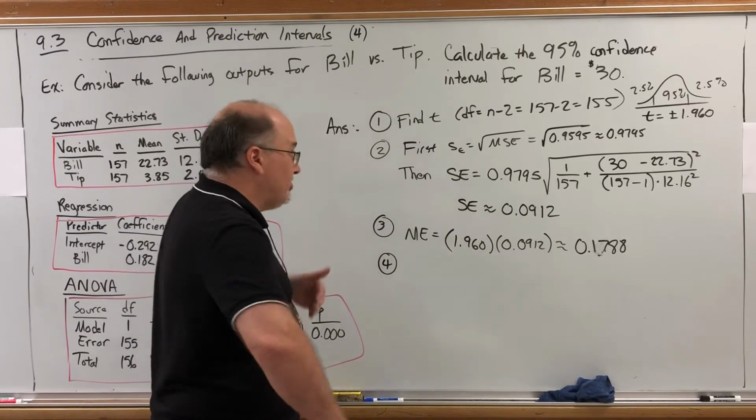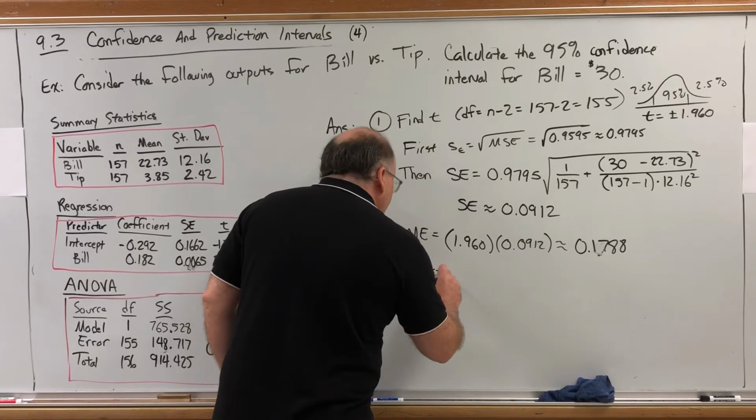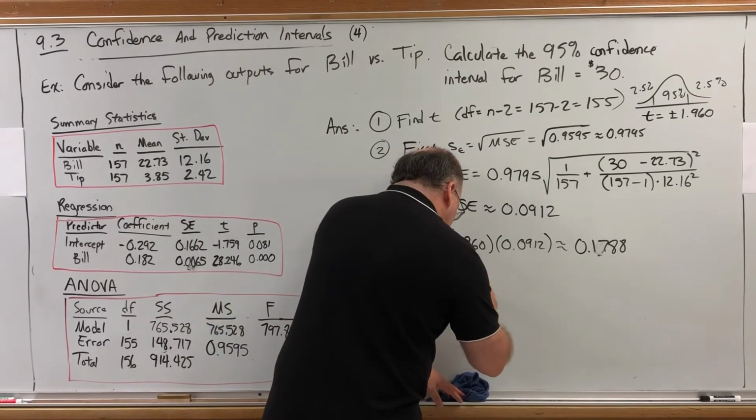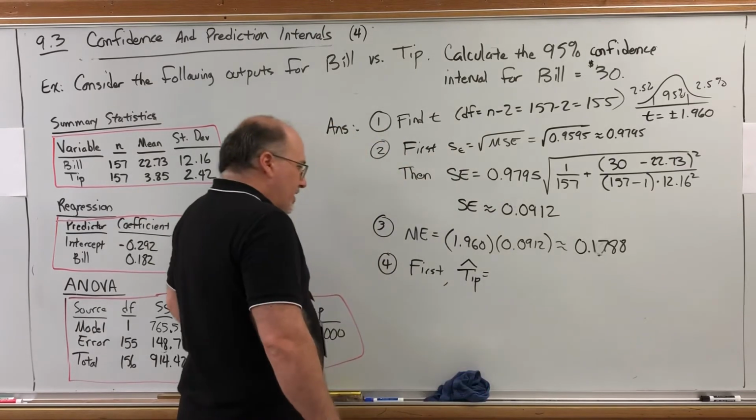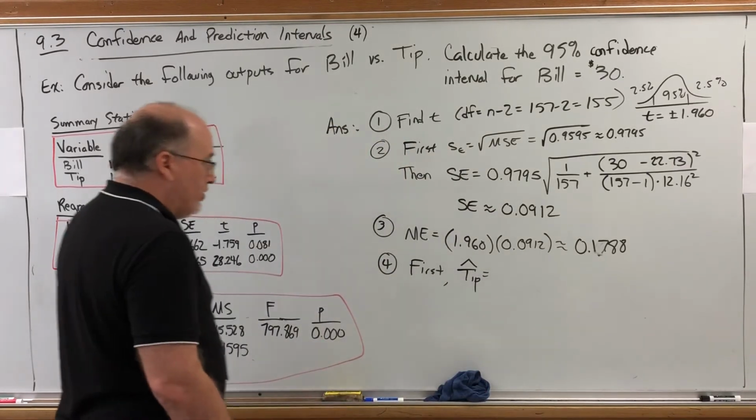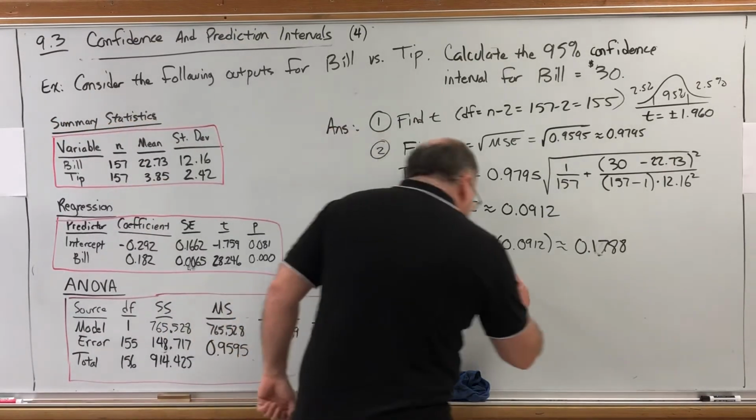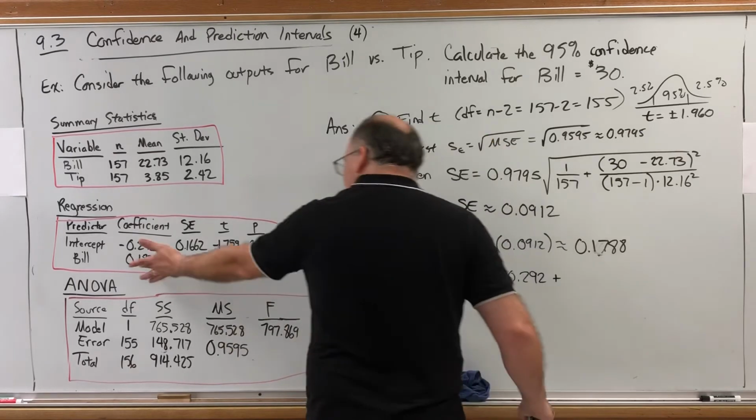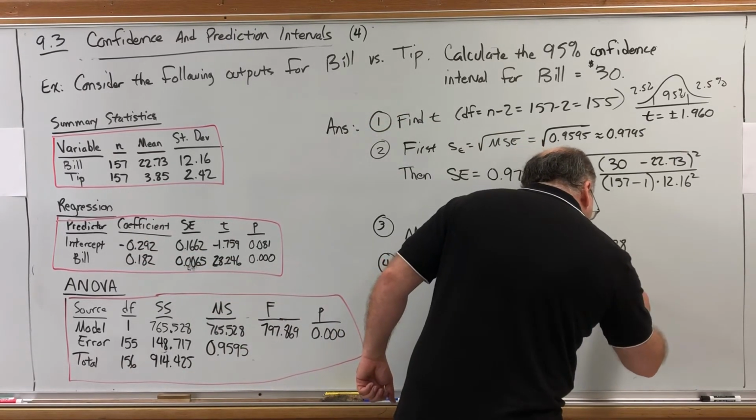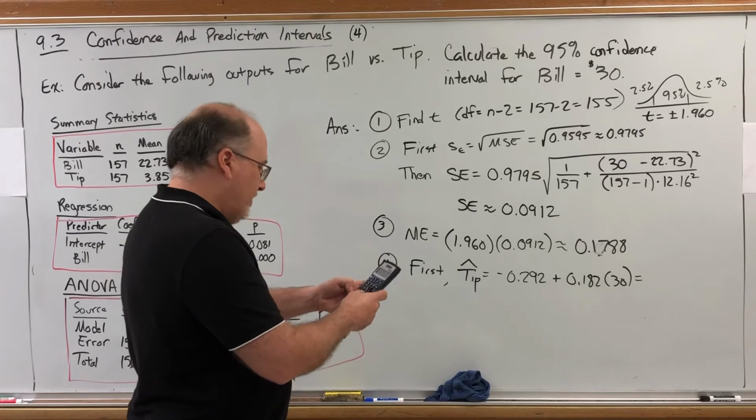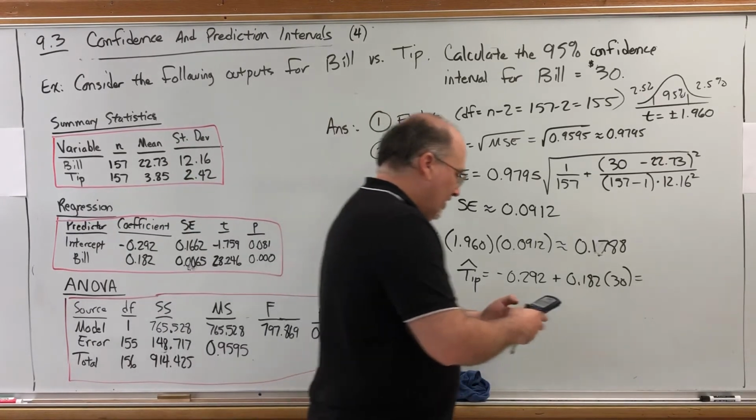But remember, our interval is centered around y hat. So first we have to calculate the y hat, which in this context is tip hat. So the predicted tip is our equation, which is not on the board, with $30 inserted into it. So where's the equation? We have to dig it out of the regression. Remember, these are the coefficients for the regression. This is your intercept, this is your slope. So negative 0.292 plus 0.182 times the bill amount, which was $30. So if we put that in, we will get exactly 5.168.